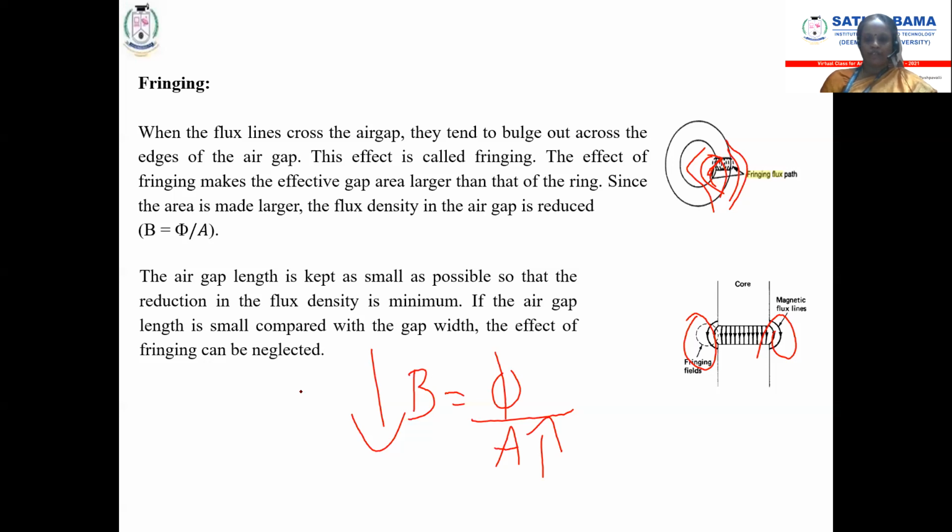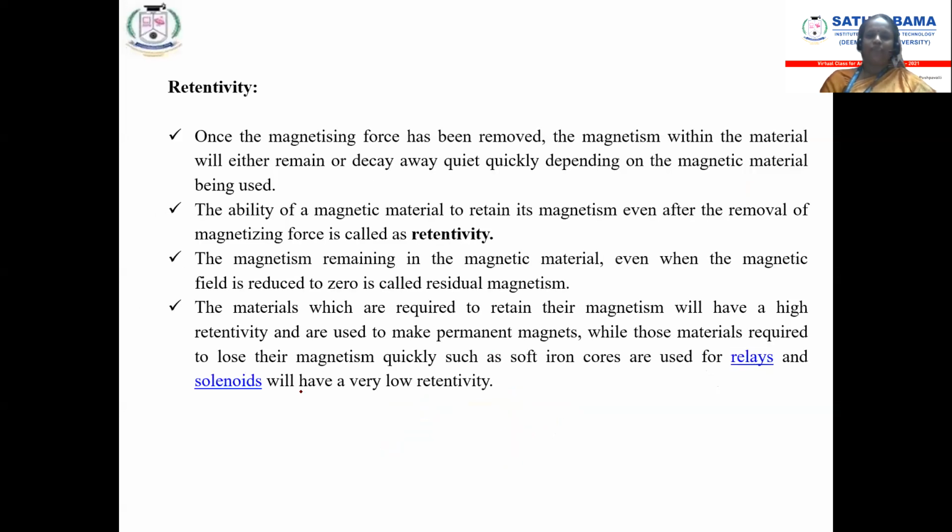Okay, then retentivity. I think you have heard this word retentivity in the hysteresis curve. That means the ability of the magnetic material to retain magnetism even after the magnetism is removed.